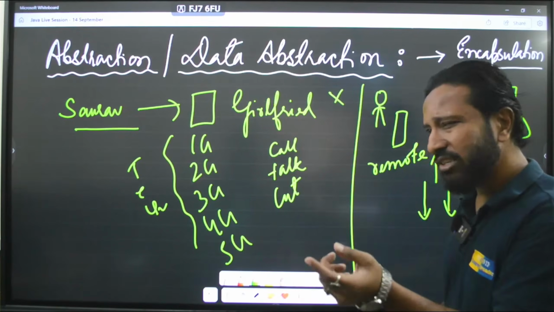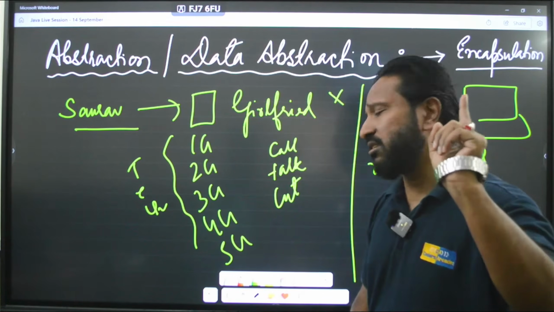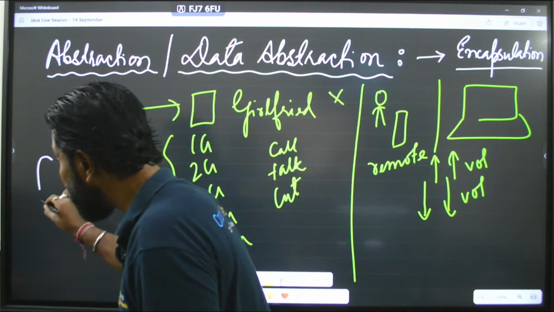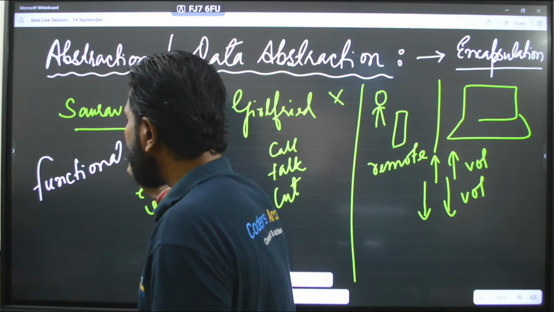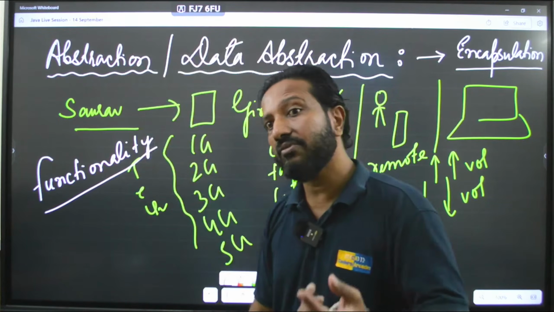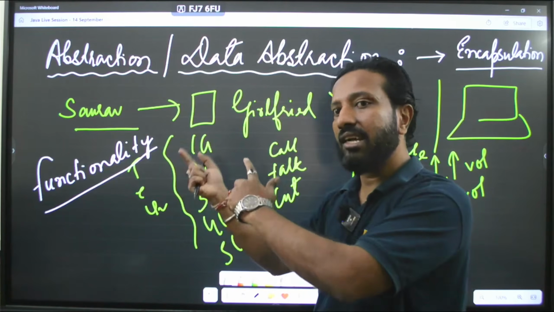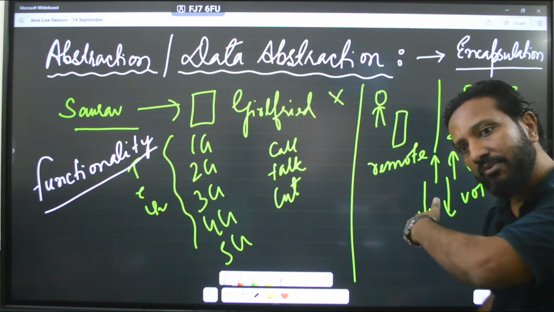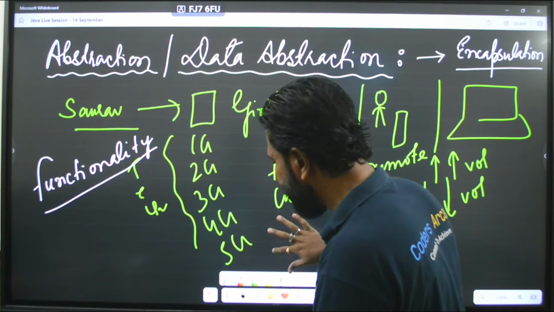You were just bothered about one thing. There is only one word in abstraction, that is bothered. That every user is bothered, I am telling you. Okay. That word is the functionality. Got it? Functionality. Call, speak, cut. Remote, volume up, volume down. That's all, nothing else. So, I can even make it even clearer like this.